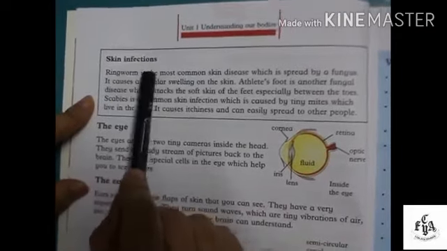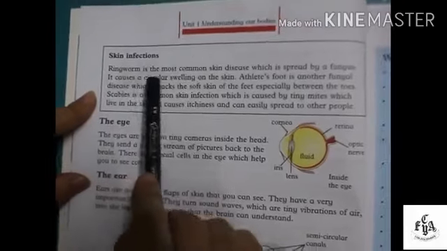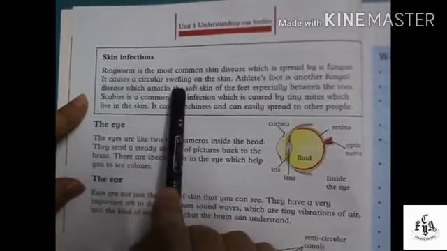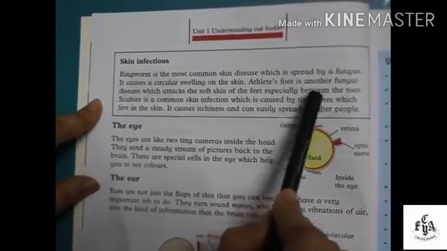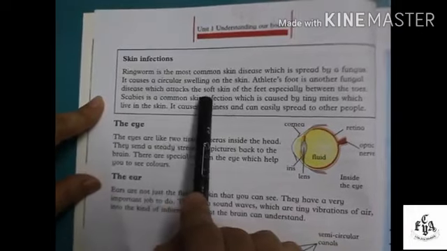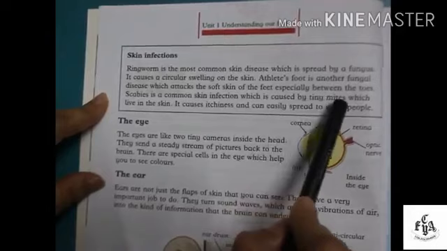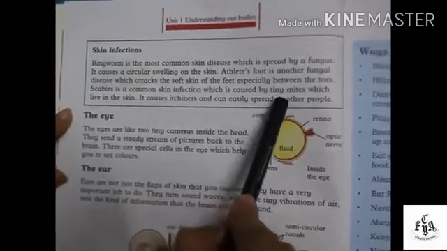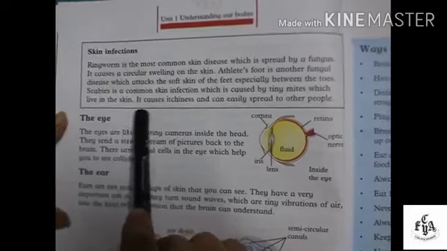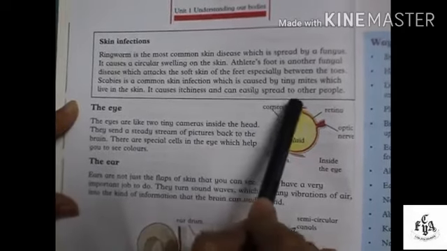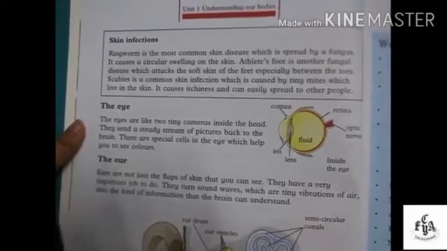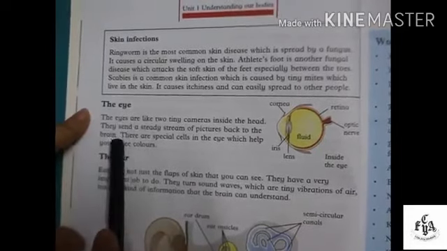Now there are some skin infections. The ringworm is the most common skin disease which is spread by a fungus. It causes circular swelling on the skin. Athlete's foot is another fungal disease which attacks soft skin of the feet, especially between the toes. Scabies is a common skin infection which is caused by tiny mites which live in the skin. It causes itchiness and can easily spread to other people as well. So be careful for these and protect your skin from these infections.